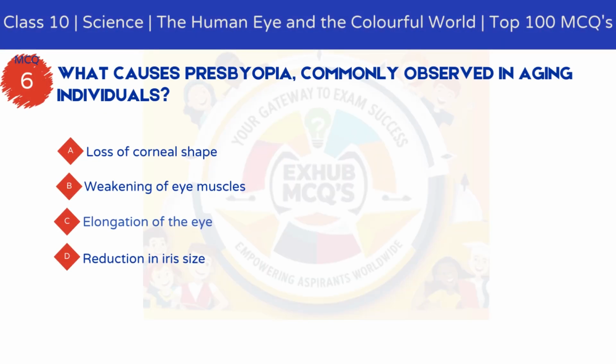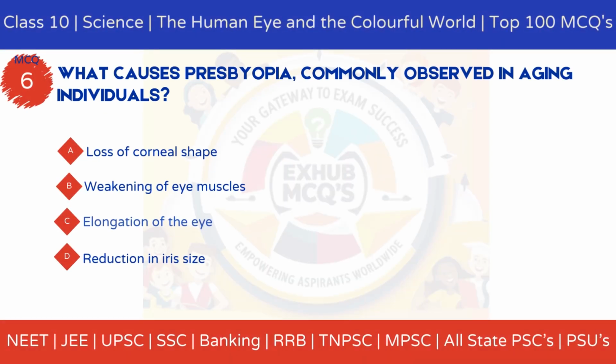MCQ 6. What causes presbyopia, commonly observed in aging individuals? Option A, loss of corneal shape. Option B, weakening of eye muscles. Option C, elongation of the eye. Option D, reduction in iris size.